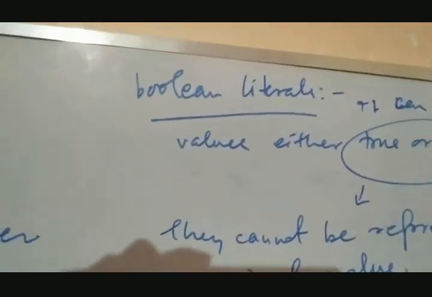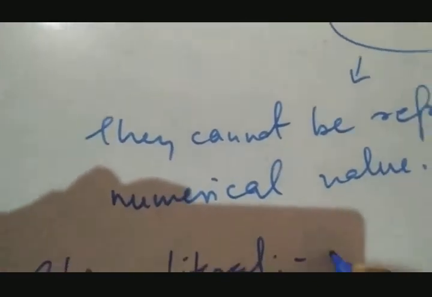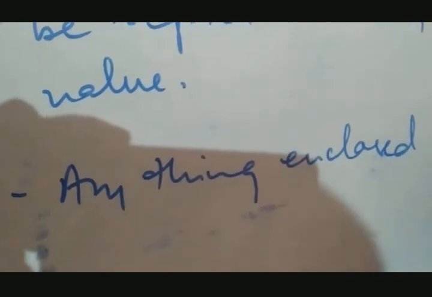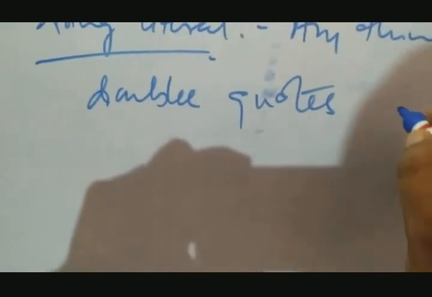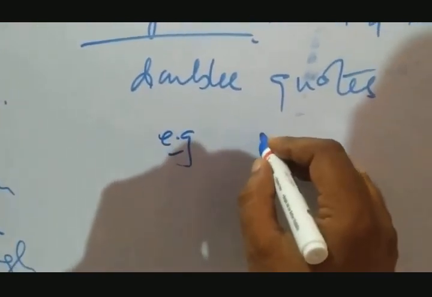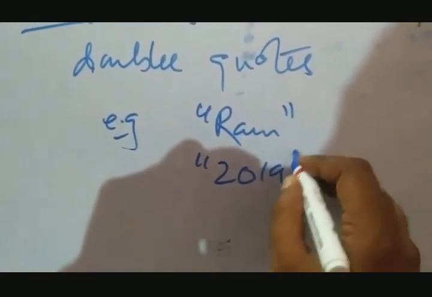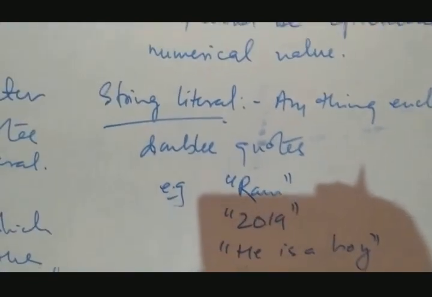Are you getting it? Now the string literal. Anything enclosed within double quotes is considered a string literal. Example: "Ram", "2019", "He is a boy". These are all string literals. This is all about the literals, and in the next video we will be moving ahead. Thank you.